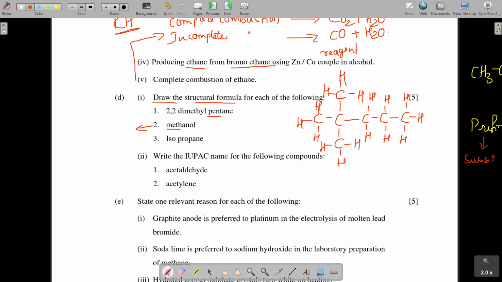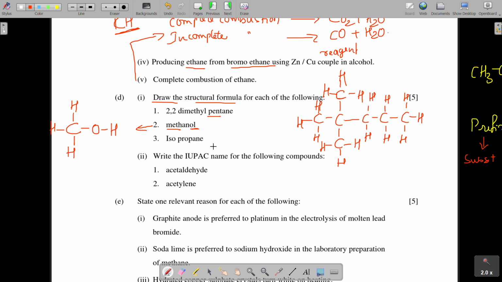Methanol. Meth means 1 carbon. An means single bond, so write 4 single bonds. OL is the secondary suffix for the alcohol group, meaning it has an alcohol group. And the remaining should be hydrogens. So this is your methanol. Basically it is CH3OH, but in the structural formula we show all the bonds.